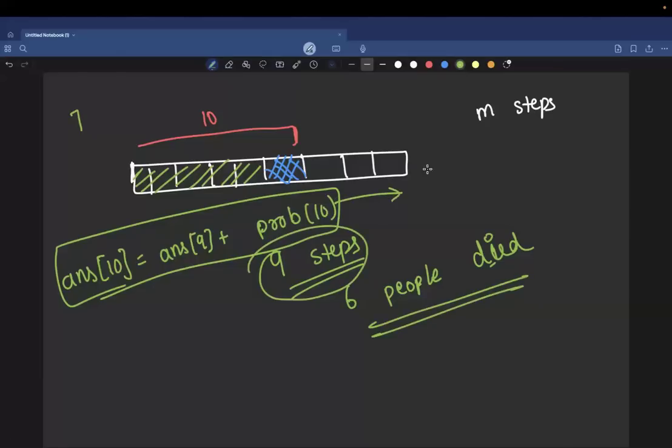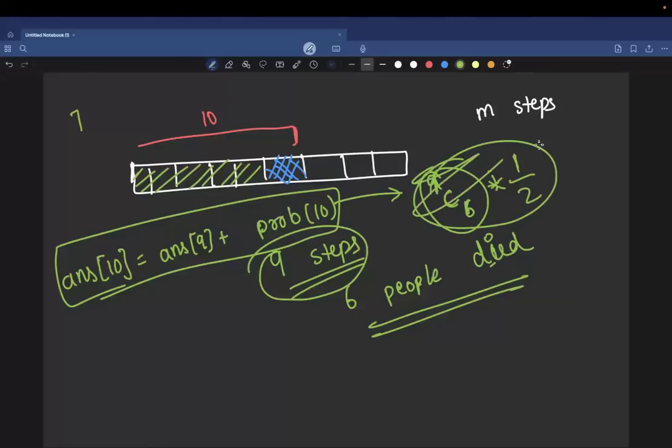So the probability of 10 is simple. Among the first 9 steps, 6 of them should have been fatal, where a person died, and after that, he had two choices, so he must have picked the wrong choice, right? Right.